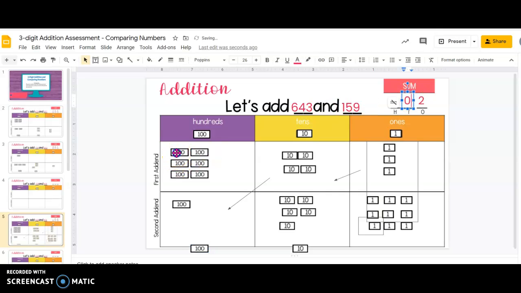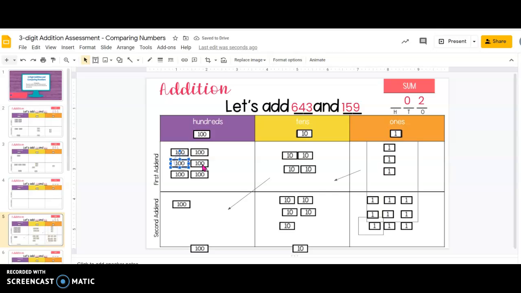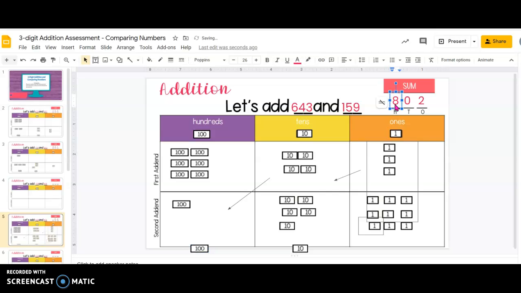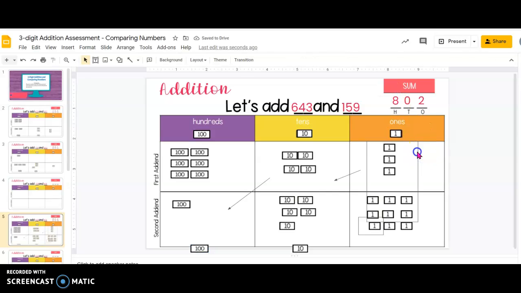And then I'm going to count the hundreds. 1, 2, 3, 4, 5, 6, 7, 8. So my sum is 802. Do you see why it's important to start with the ones? Because the ones may turn into tens, and then the tens may turn into 100.